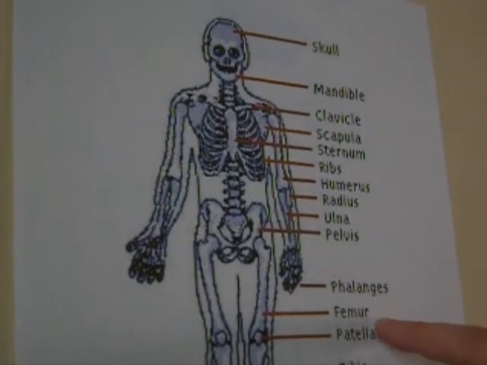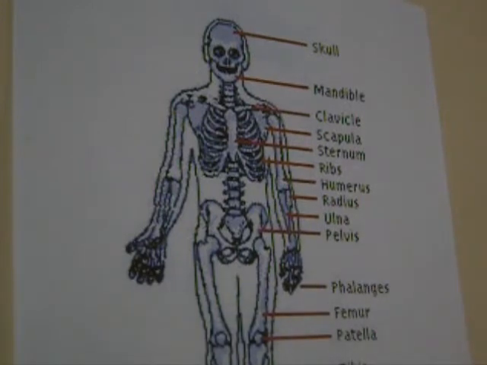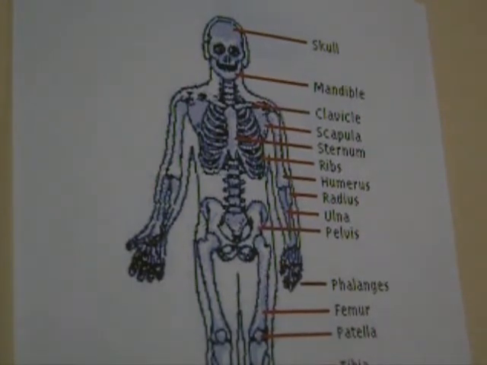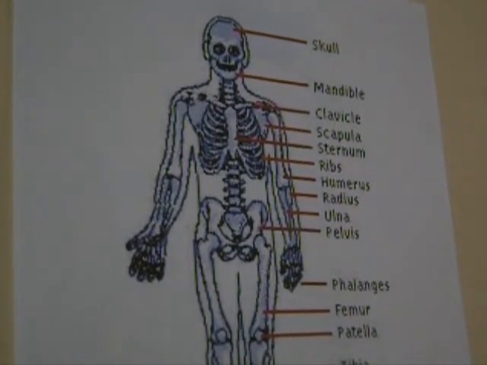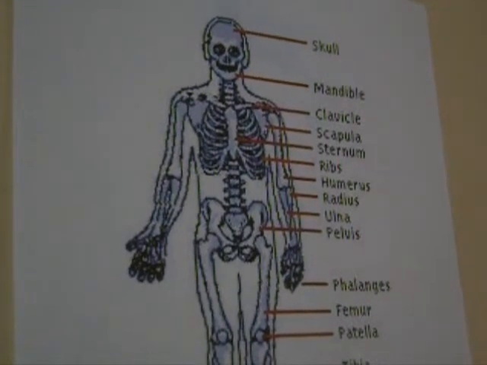Then you have the femur, which is the thigh bone, which carries a lot of weight, and the patella in the knee, and that carries most of your weight. The tibia in the leg is a big bone, and the fibula is a smaller bone, and the phalanges in the toes help for walking and balance and movement.